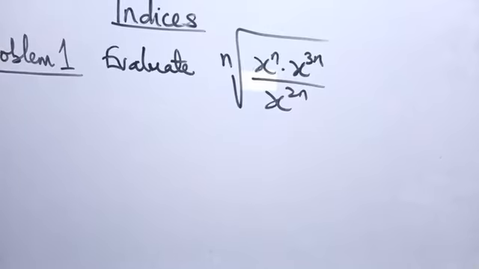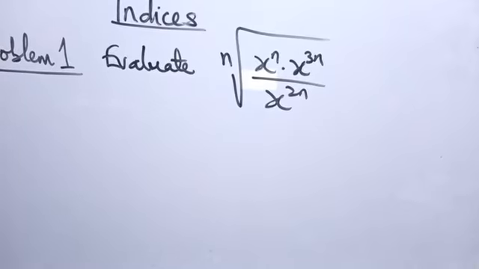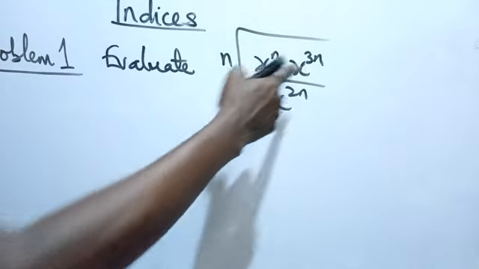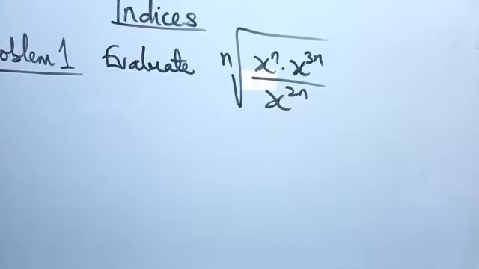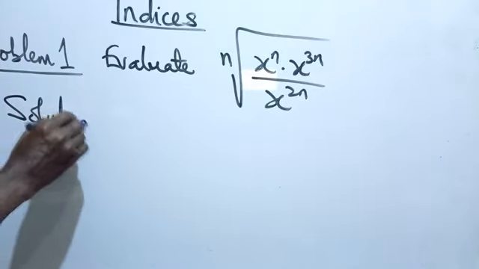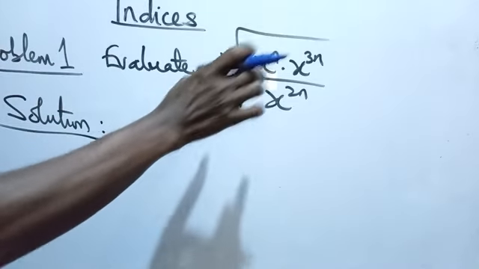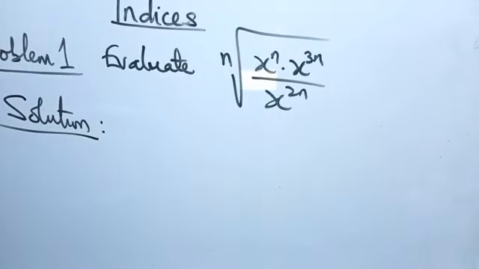Hello, in this video we want to look at some questions in indices. So the first problem says that we should evaluate the nth root of x raised to the power n multiplied by x raised to the power 3n, all over x raised to the power 2n. So how do we go about this? We are going to apply the law of indices. The first thing we do is to solve the problem inside the root.